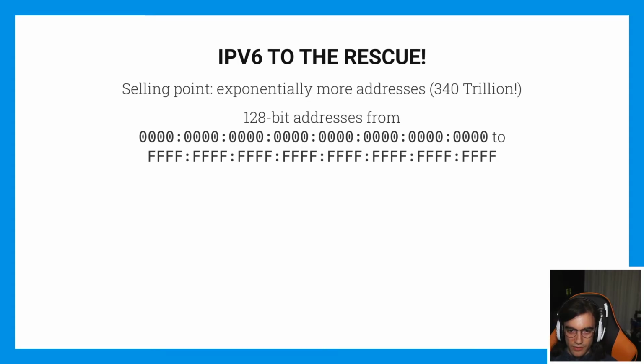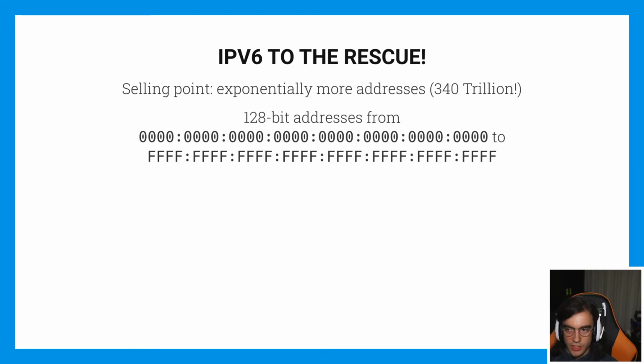But anyway, since there are so many more addresses, obviously IPv4's way of writing addresses doesn't apply because there's so much more information. So IPv6 addresses are 128 bits in size, and they range from 0 all the way to FFFF.